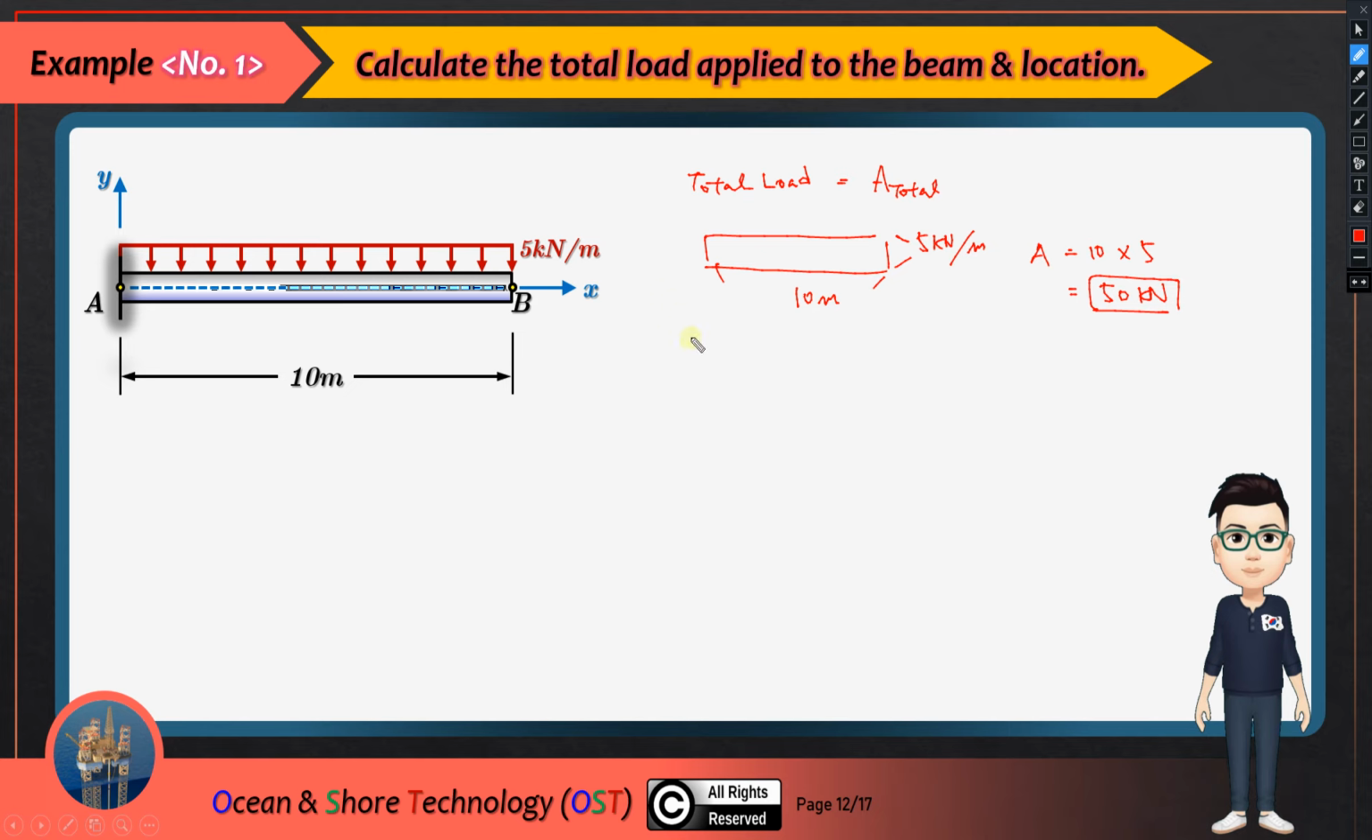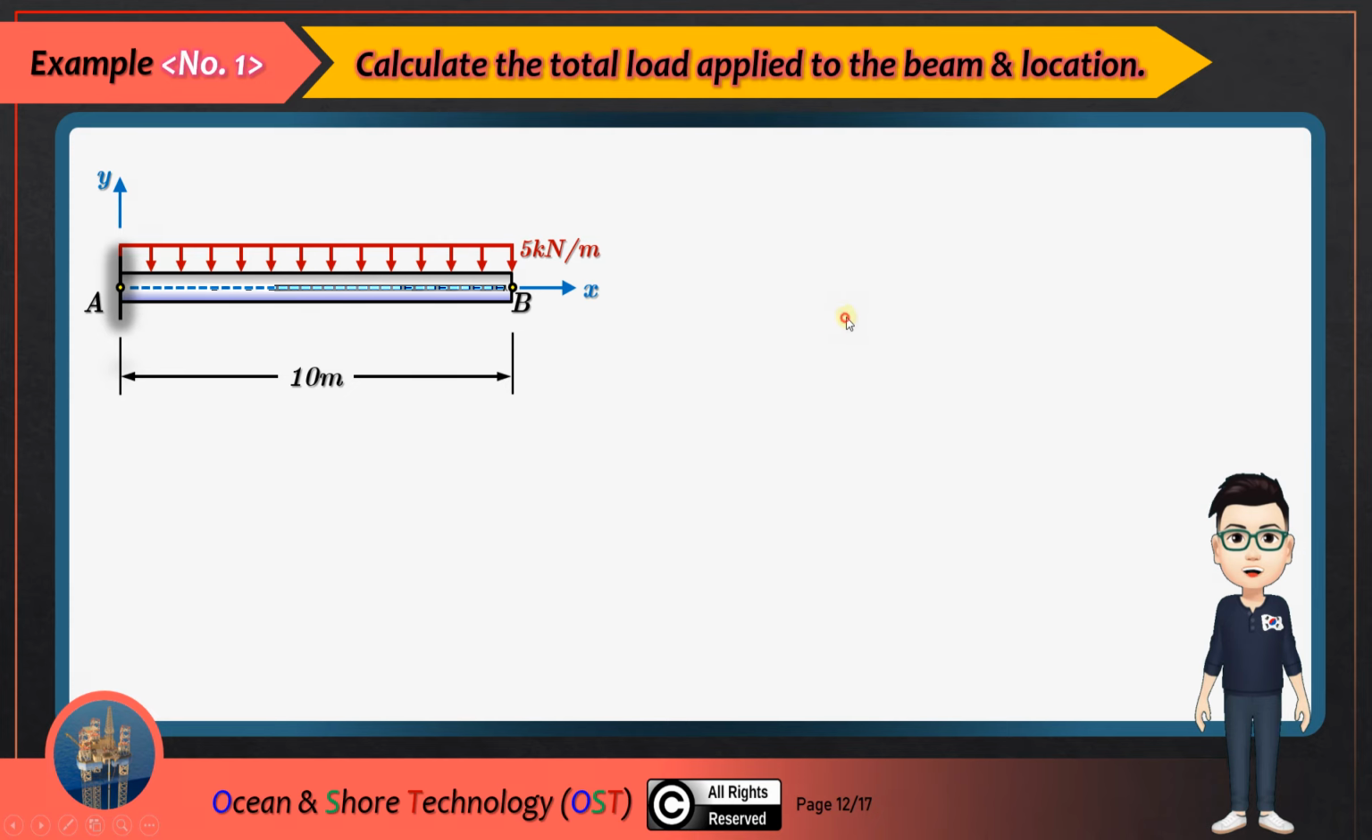And the location, that is the centroid. The centroid is actually, this is rectangular, so it should be at the center, isn't it? So it will be here, at the 5 meter distance, and a total of 50 kilonewton is applied to the beam. Which means that this distributed load could be replaced by a concentrated load, 50 kilonewton at the centroid here.